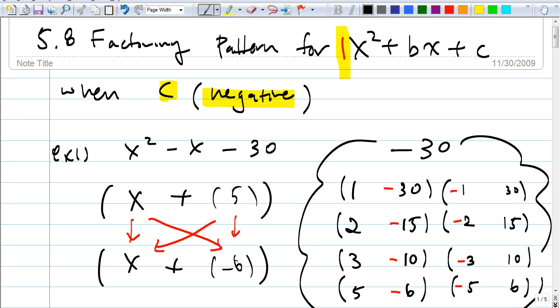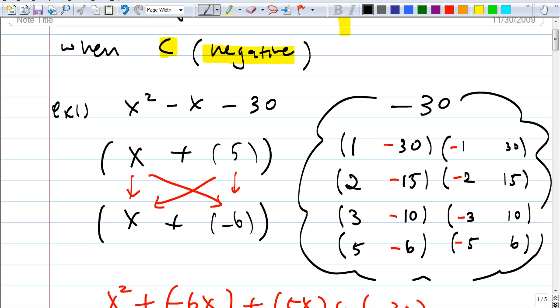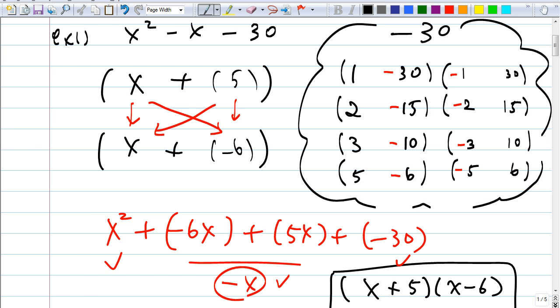Those are one of the easier ones. And then, of course, you have to check the middle one. That's the diagonals. What is x times negative 6, class? Negative 6x plus, what's 5 times x? 5x. So what's negative 6x plus 5x? I wrote it down here. Negative x. See, that checks, doesn't it? And there's my answer, x plus 5 times x minus 6.